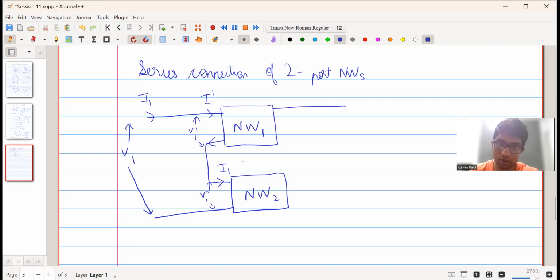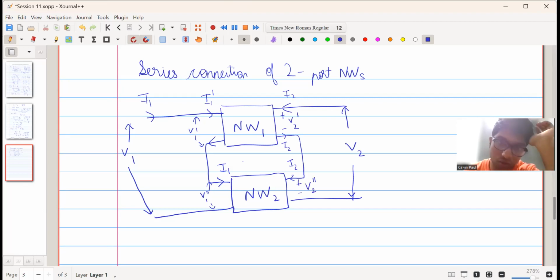Similarly, this is the current I2 which is flowing into the network 1 at the second port, and it will be flowing out as well. I2. Then it goes into the output of network 2, and it flows out. And this is the voltage V2 which is applied effectively. And this is V2 prime, and this is V2 double prime. So this actually is I2, and this is I2 prime which is flowing into the network, and this is I2 double prime. This is I1 double prime which is flowing into network 2.